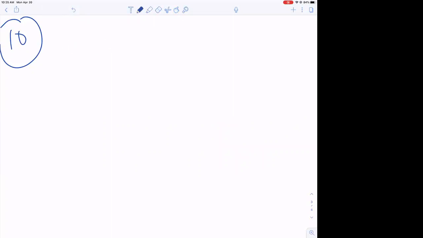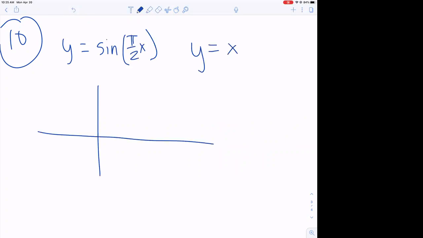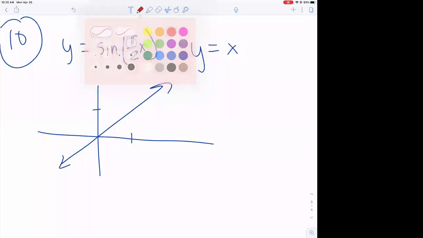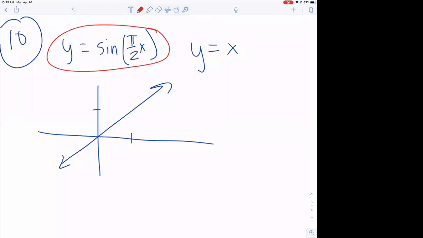Okay, so 10, y equals sine pi over 2x and y equals x. This is one of those that, obviously I know what y equals x looks like. That's fine. This is one of those that would be nice to graph on Desmos or on your graphing calculator. I know that pi over 2 changes the period. I think it's 2 pi divided by pi over 2, which would actually become 4. That means the period of sine in this case is a whole number. It's not in terms of pi this time, like usually you're 2.